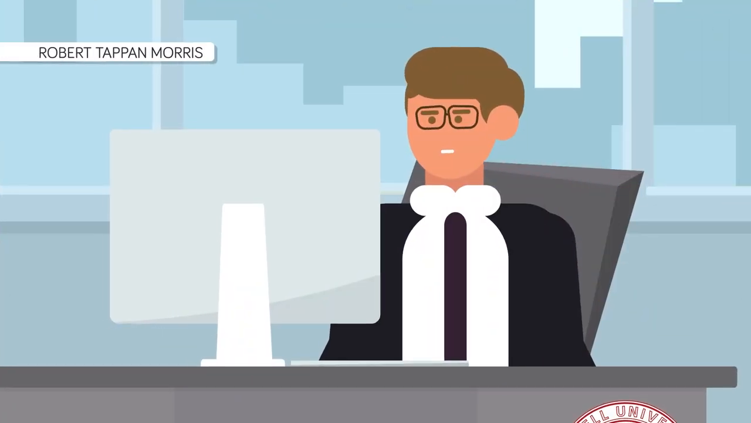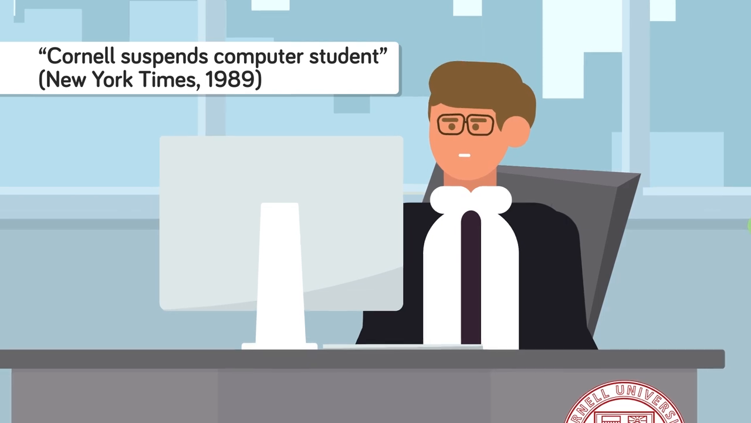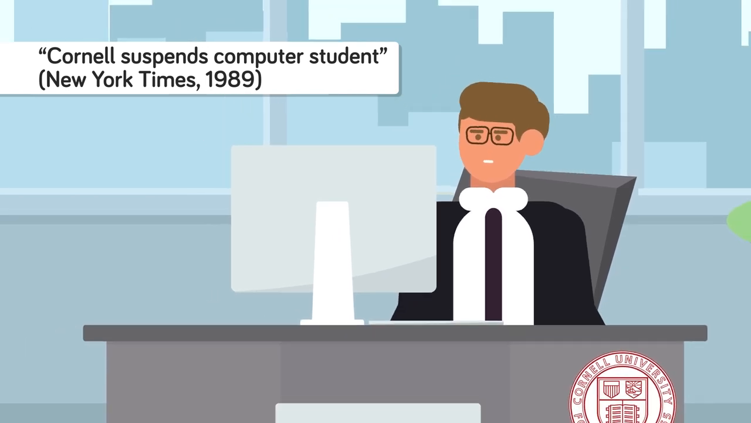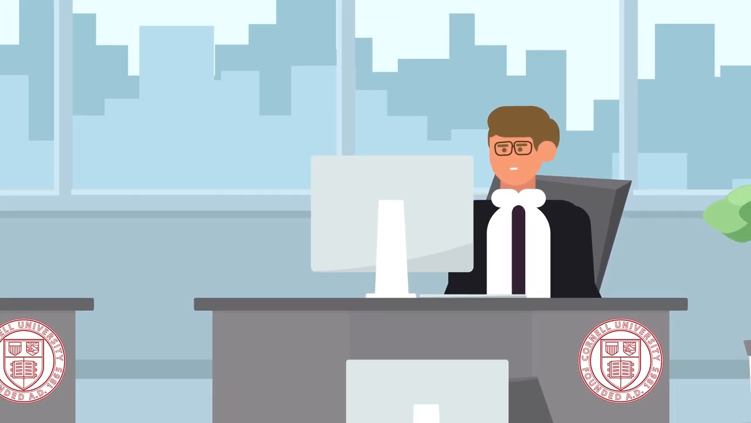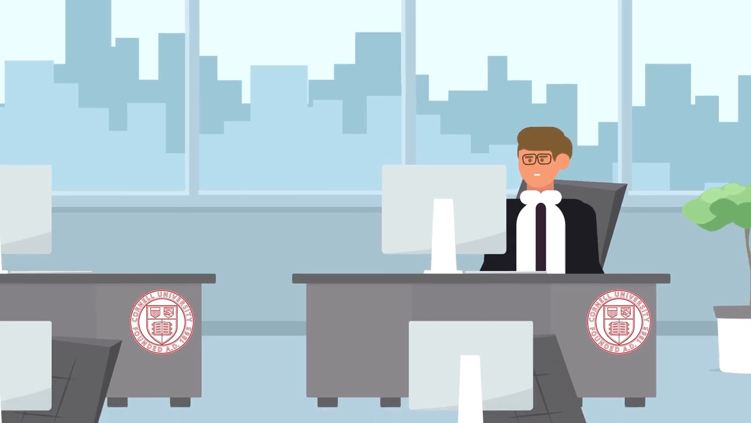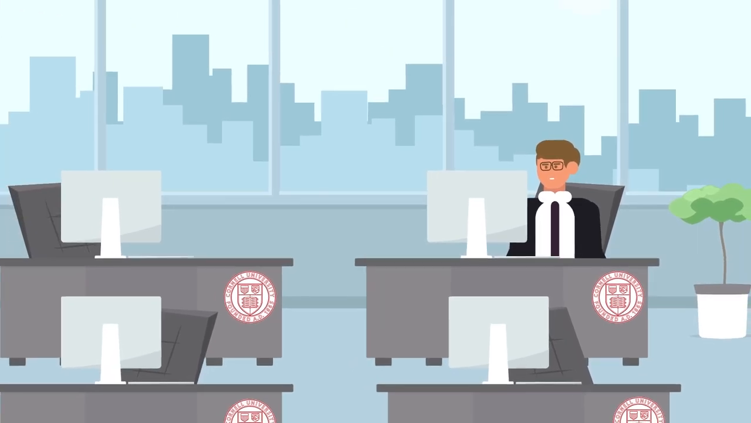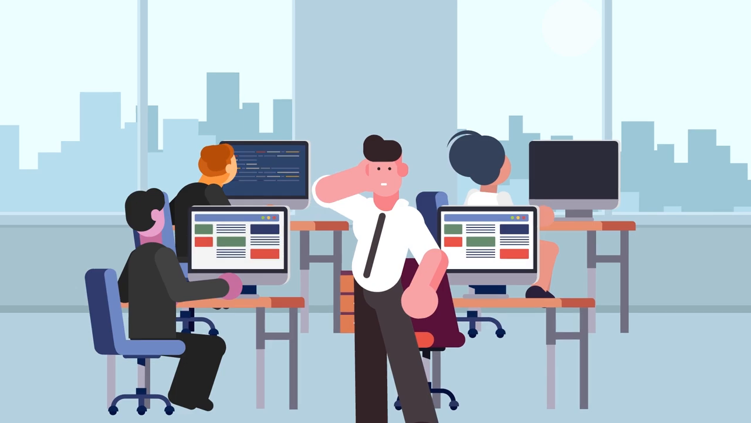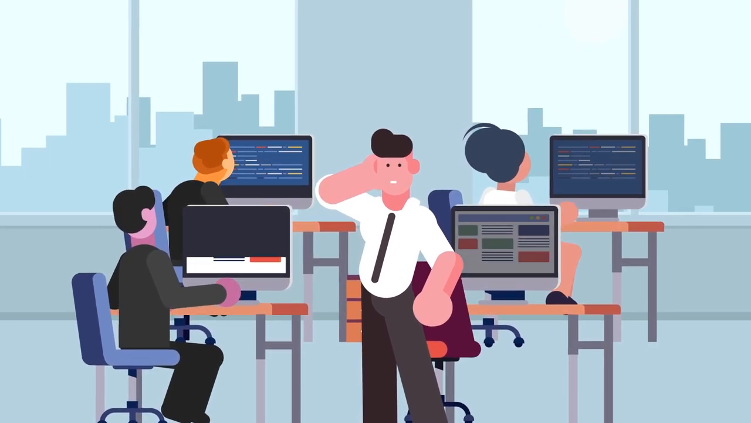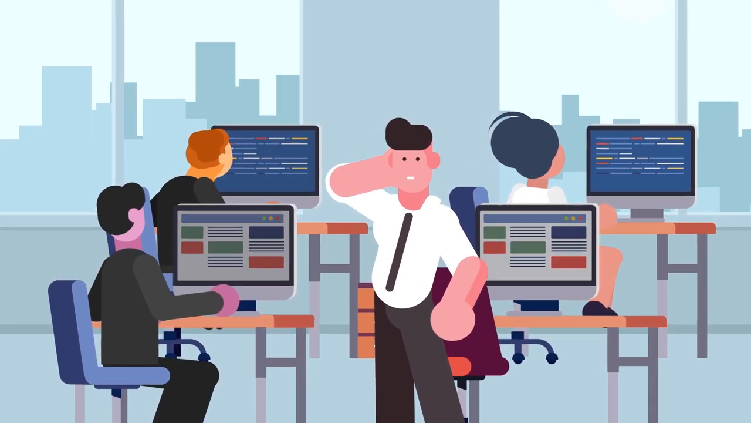Robert Tappan Morris. A New York Times headline from 1989 reads, "Cornell suspends computer student." The story tells of a 23-year-old student who had jammed a nationwide computer network. What had Morris been up to? Well, he's now known as the man that created the first worm-like virus, known as the Morris Internet Worm.